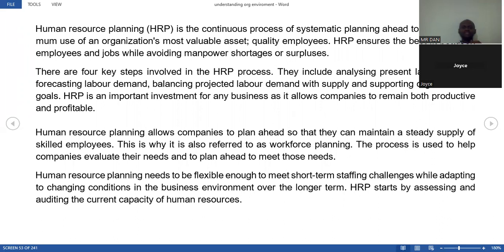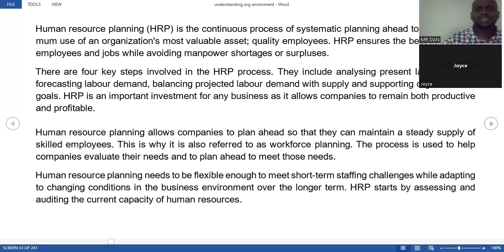So human resource planning ensures the best fit between employees and the job while avoiding manpower shortage or surplus. So we are planning our human resource and ensuring that we place the human resource in their respective departments so that at the end of the day, you are able to maximize on their productivity. And also, you are able to maintain an optimum number of employees so that you do not have shortages or surplus.